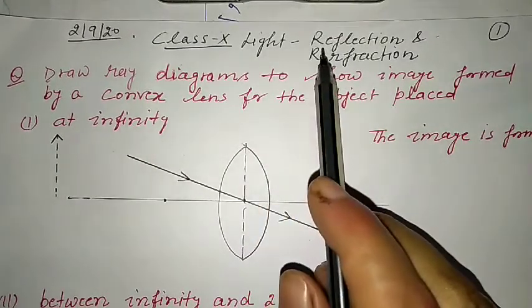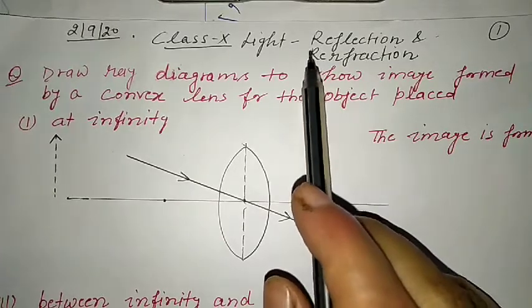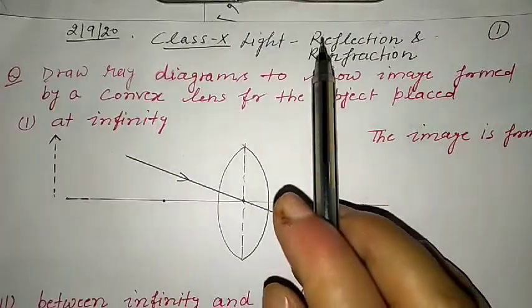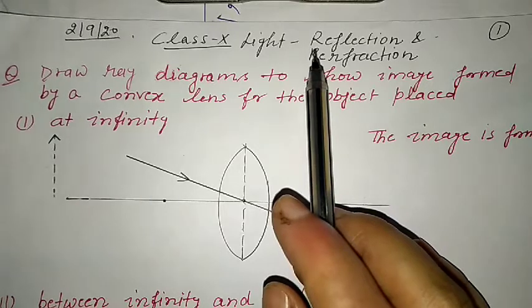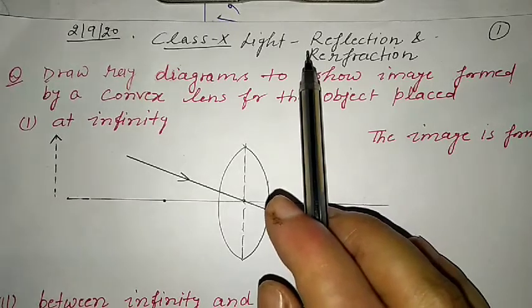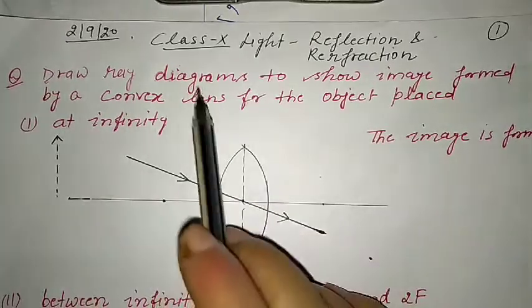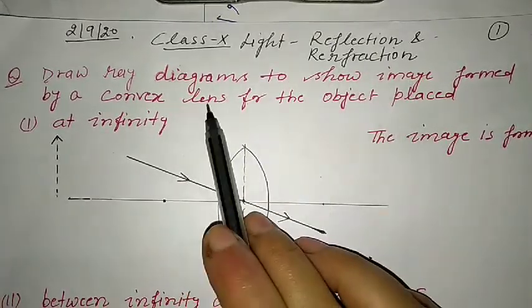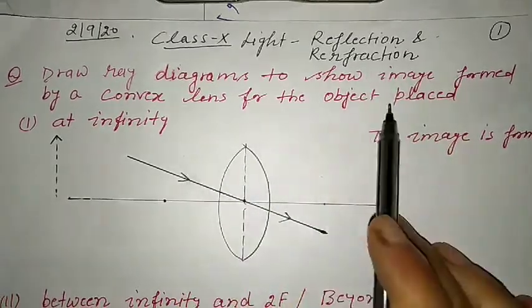In the last video we discussed the terms related to lenses, like the aperture, center of curvature, radii of curvature, principal axis, optical center and principal focus. And moreover, we came to know about the rules for forming images by concave and convex lenses. So today we are going to discuss the formation of images by a convex lens when the object is placed at different positions. So what are these different positions?